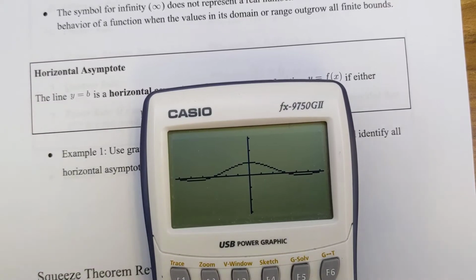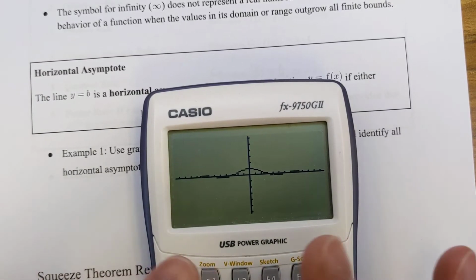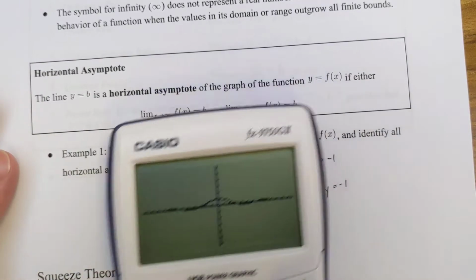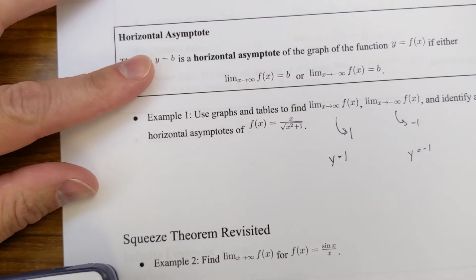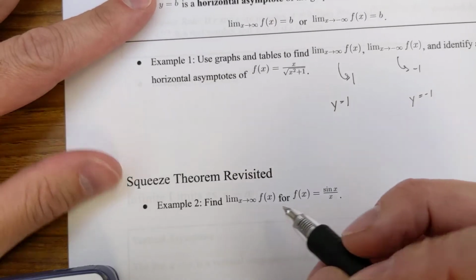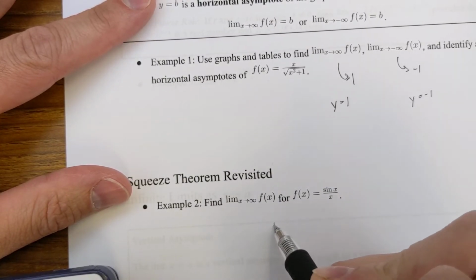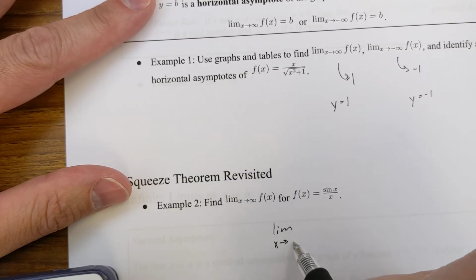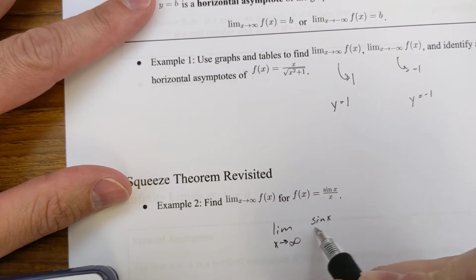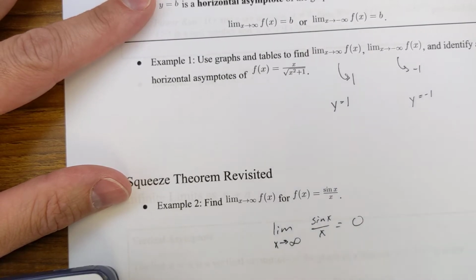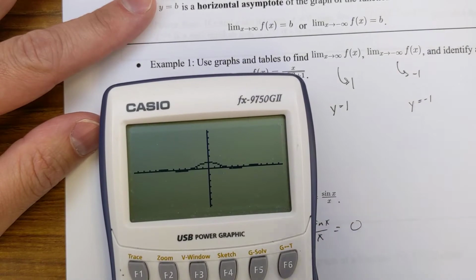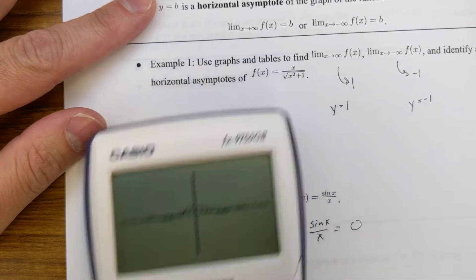If you notice, the graph is flattening out. When I zoom out, you'll see even more. So in either case, the asymptote is 0 for both the left and the right. Oh, this one just wants the positive. So the limit as x approaches infinity of sine x over x is equal to 0. As you go off the right side of the graph, the y values get closer and closer to 0.